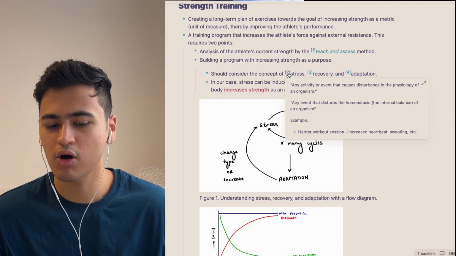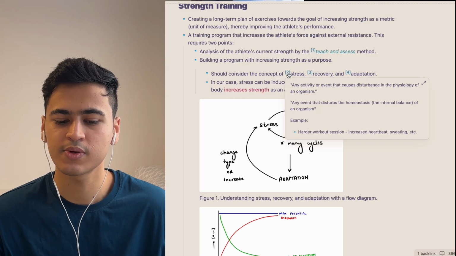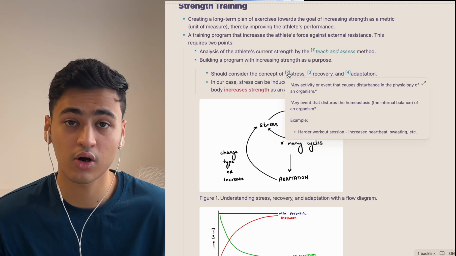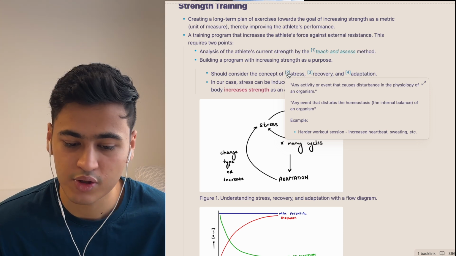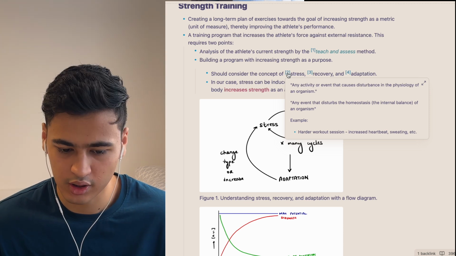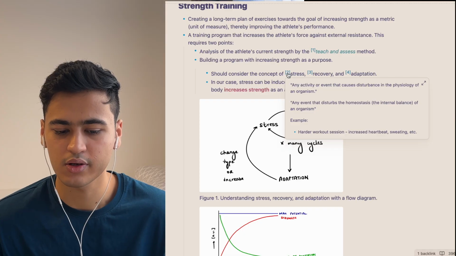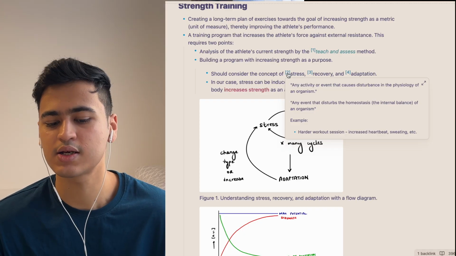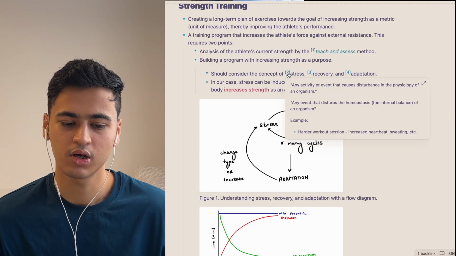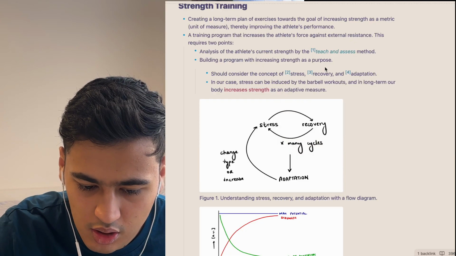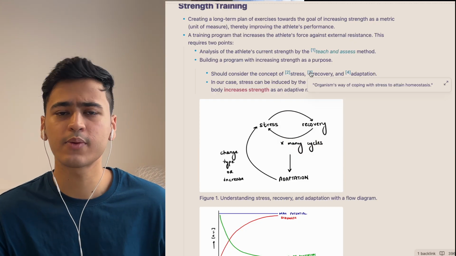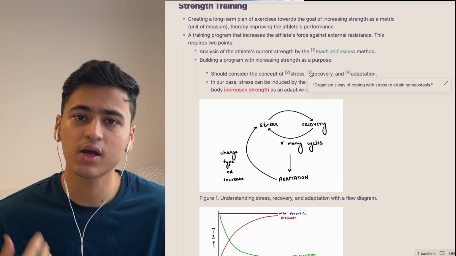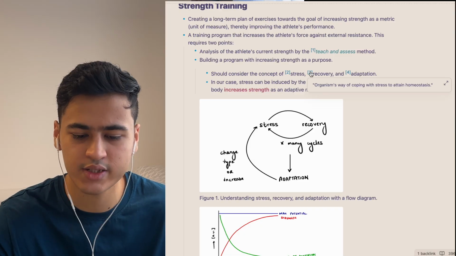Any activity or event that causes disturbance in the physiology of an organism, or disturbs the homeostasis, which is the internal balance of an organism. Example, harder workout session, increased breath rate and sweating. This is stress. What is recovery? Organism's way of coping with the stress to attain back homeostasis is called recovery.